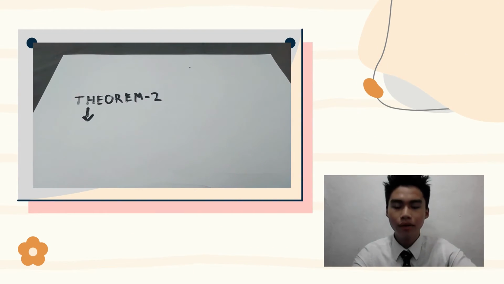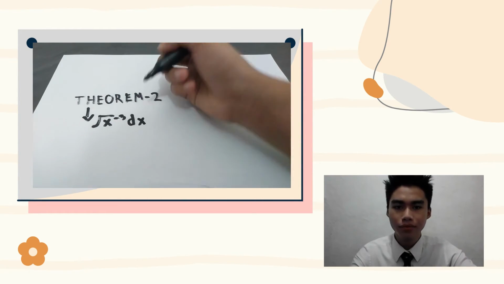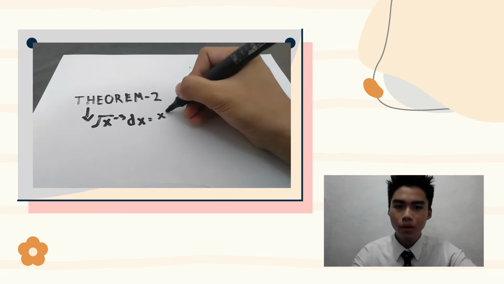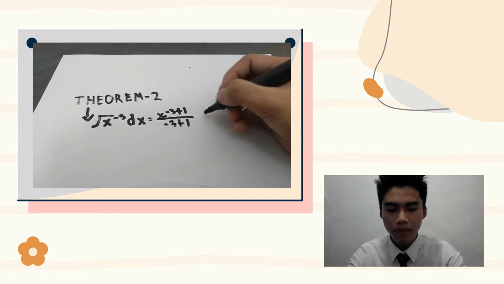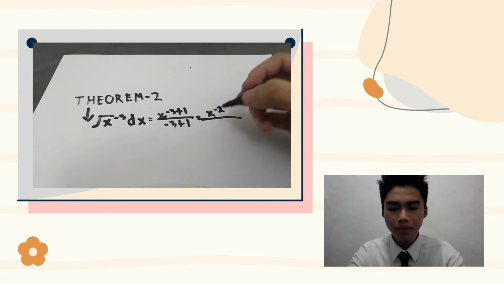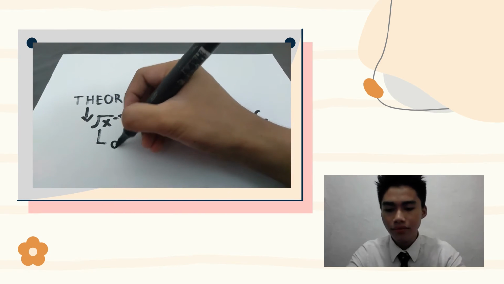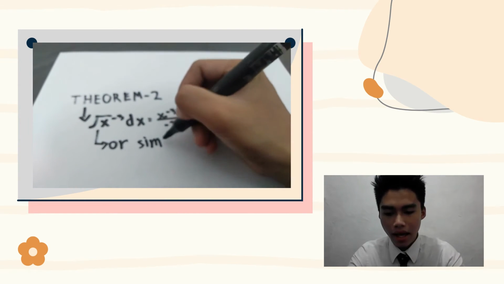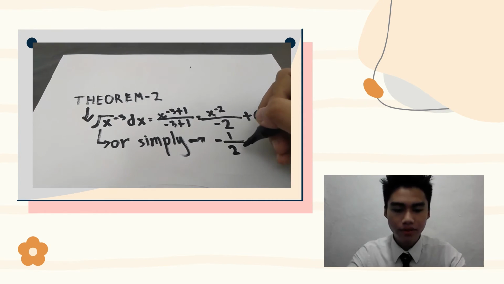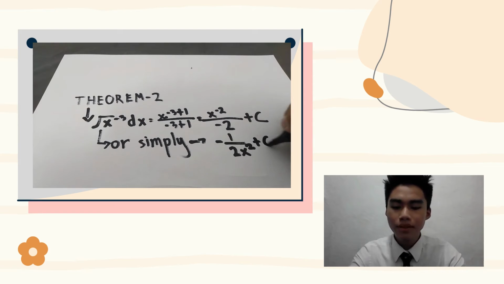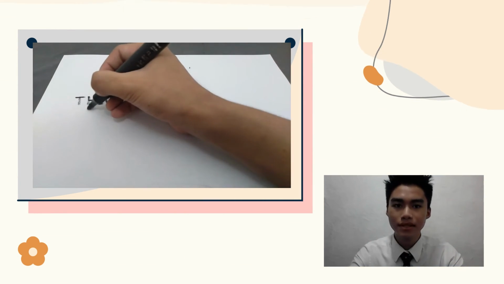Now let me show you how to get the antiderivative of x^(-3) and apply theorem 2. So our numerator would be x raised to the power of negative 3 plus 1, and our denominator is negative 3 plus 1. Next, add the exponents together and the denominator values, plus C, or we could simplify it to negative 1 over 2x squared plus C.